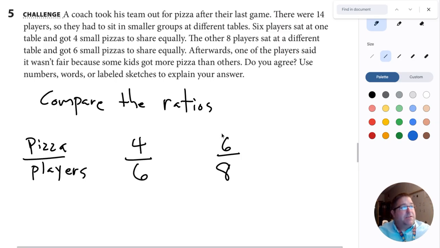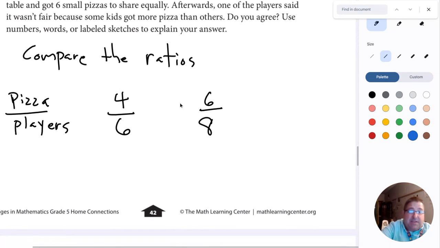So the question is, did they get the same amount? Because afterwards, one of the players said it wasn't fair because some kids got more pizza than others. Do you agree? Use numbers, words, or labeled sketches to find your answer. Hey guys, this is just like the cans. Which can is a better rate, right? We're just comparing. Instead of dollars per cans, it's pizza per players. So what I would do is compare the ratios. Like I said, that was your hint.